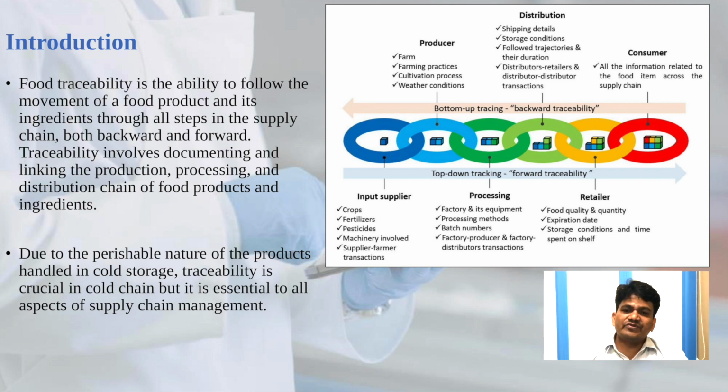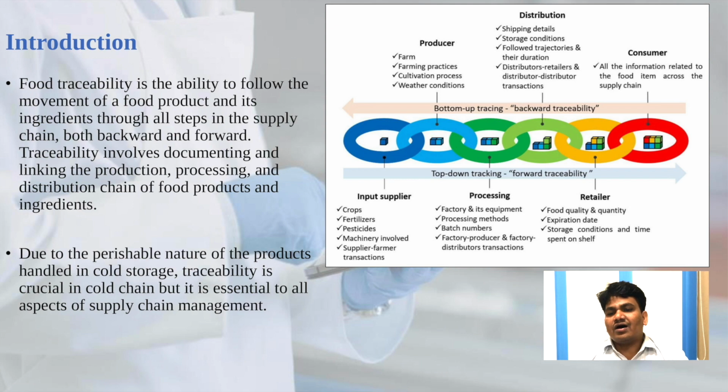Okay, so distribution related information and the input parameters may be shipping details, storage conditions, followed trajectories and their duration, the distributors, retailers and the distributor transaction as well. So all this information is also required, and it may be in terms of bottom up tracking, and sometimes we can have top down tracking.